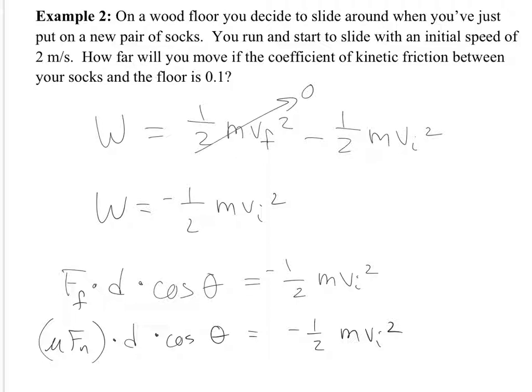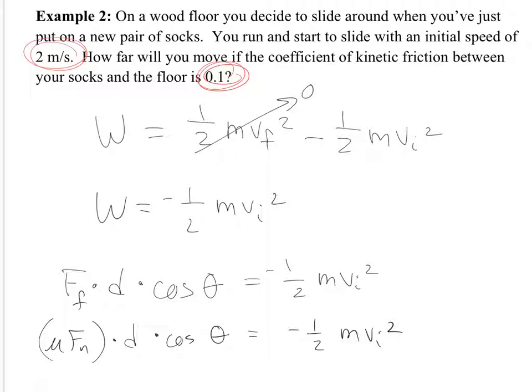because look, we're given mu in this problem. Right, here's mu up the top. There's mu right there. And there's Vi. That's all we're given. We're given Vi and mu. That's it. So clearly, something has to drop off. We're going to solve for d, because it says how far will you slide. So we're looking for d. Fn, we don't know. We're going to have to replace that with something.